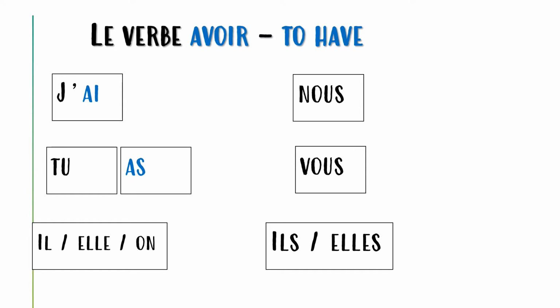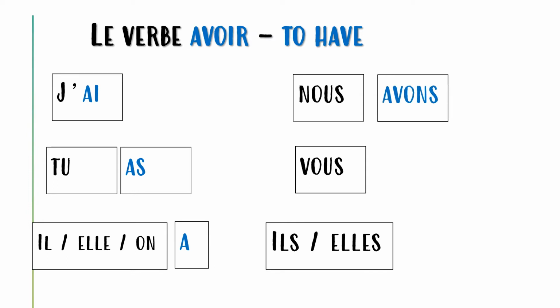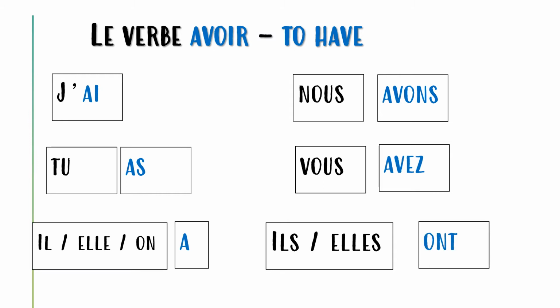So j'ai means what? The verb is avoir, which means to have. So j'ai is, I have. Tu as, you have. Il, elle, on a, he, she, one has. Nous avons, we have. Vous avez, you have. Ils ont. Ils, elles ont. They have. Ils is masculine plural, elles is feminine plural.